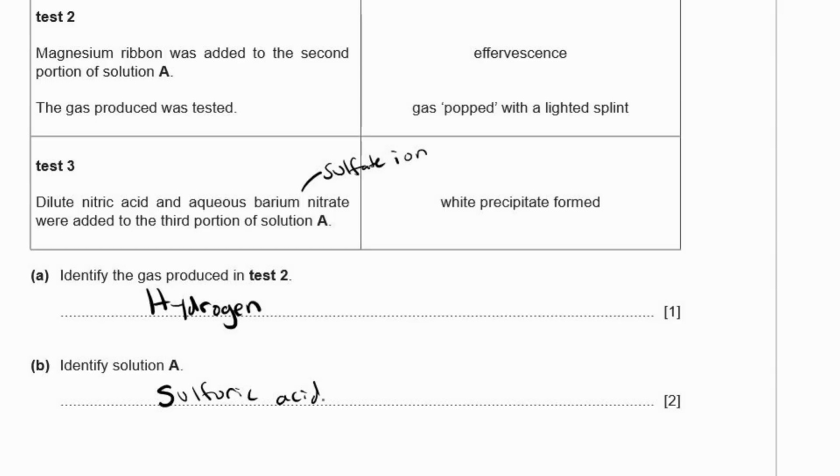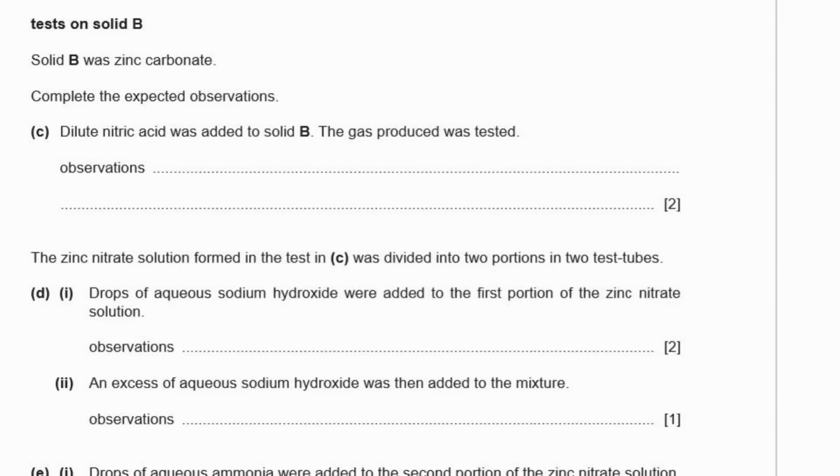Good. All right. Next, tests on solid B. Solid B was zinc carbonate. Okay, well, they're not going to ask you what it is. Complete the expected observations. So dilute nitric acid was added to solid B, and the gas produced was tested.